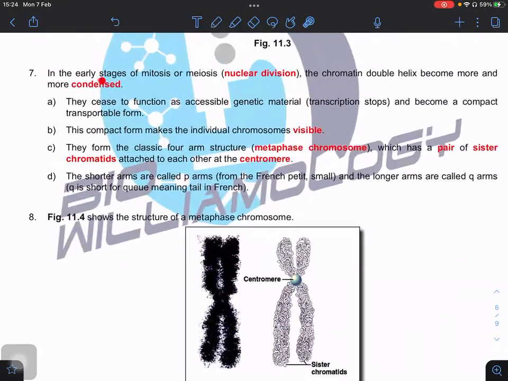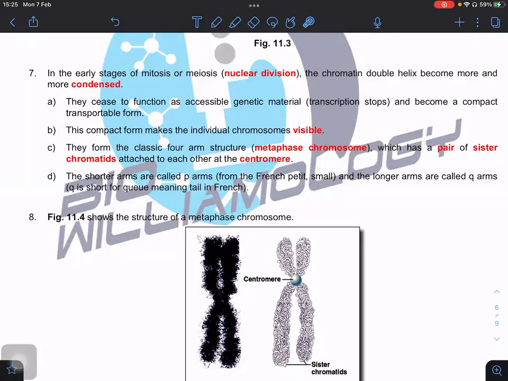In the early stage of mitosis or meiosis, which we term nuclear divisions, the chromatin double helix becomes more and more condensed, so it becomes more and more visible. This forms the classic four-arm structure known as the metaphase chromosome, which has a pair of sister chromatids attached to each other at the centromere. You can see one sister chromatid and another sister chromatid, and they are identical. They coil, and the centromere holds them at the center part, even though we call it center, it is not necessarily in the center.